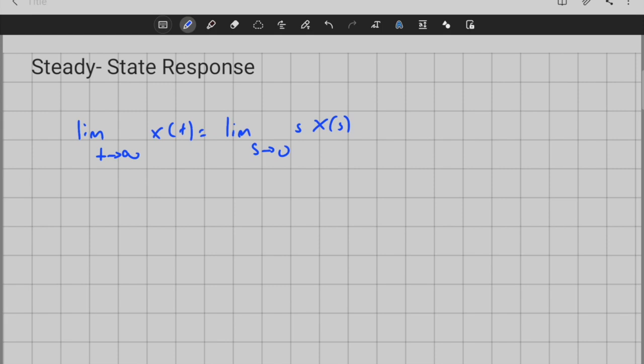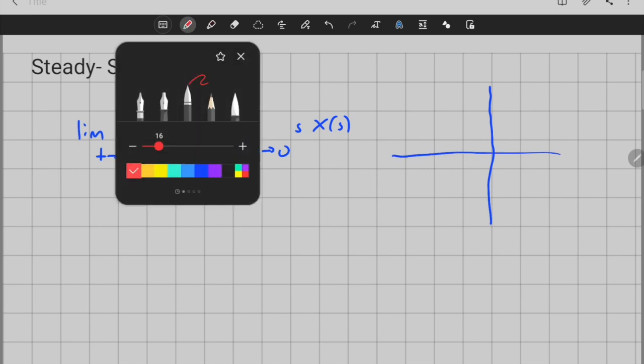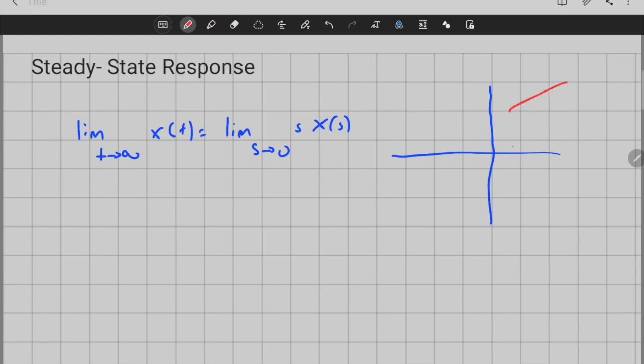What are the conditions? If you look at X(s) and write its pole-zero plot, first of all, there shouldn't be any poles in the open right half plane. It's very simple, because if we have a pole in the open right half plane, we will have an exponential in the form of e to the power alpha t. If alpha is positive, it will blow up, and the actual limit will be infinity. But if we compute this, we will get some number which is not equal to infinity. So there shouldn't be any unstable pole in X(s).